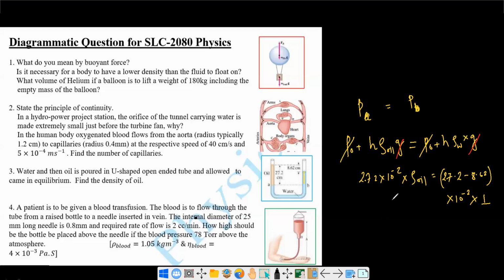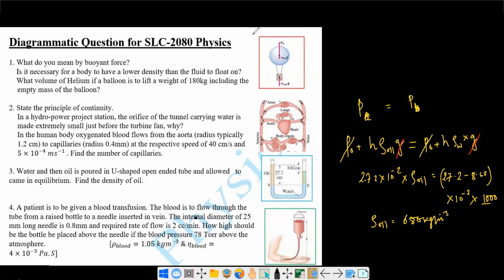So if you calculate this density of oil, I believe it comes definitely lesser than 1 because the oil is floating in here. Okay, I have kept all the parameters in SI system, that's why I have to put here 1000 so that it comes in the order of 680 kg per meter cube. So this is the answer for this one.